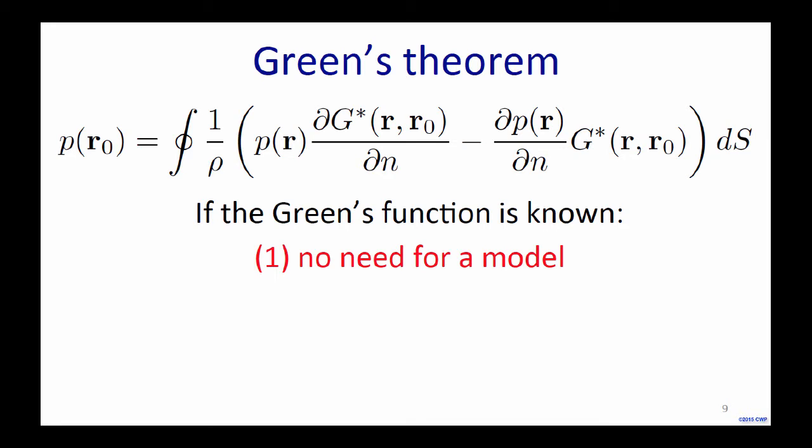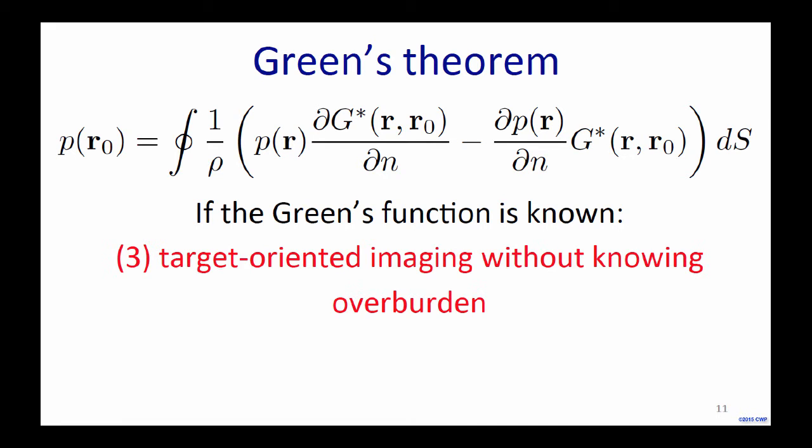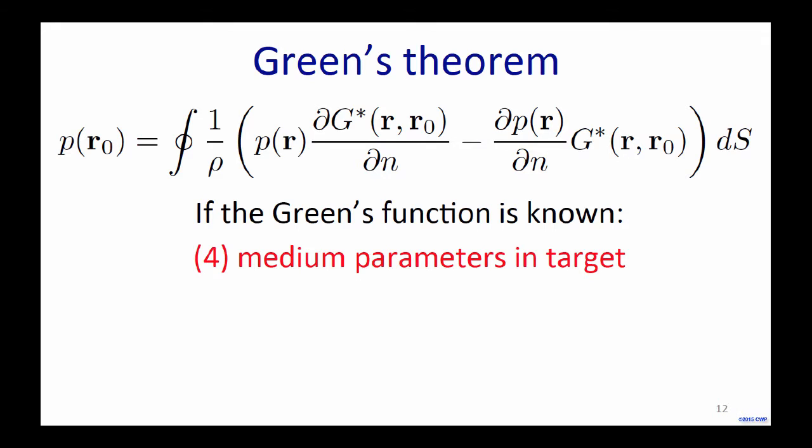If you know the Green's function, you don't need a model. If you know the Green's function, you don't have to do modeling. No more finite difference calculations. If you know the Green's function, you can do target-oriented imaging, because you can compute this integral only at the area that you're interested in. And you can compute the wave field everywhere in the interior. You can stick it back into your wave equation and you immediately get your medium parameters.